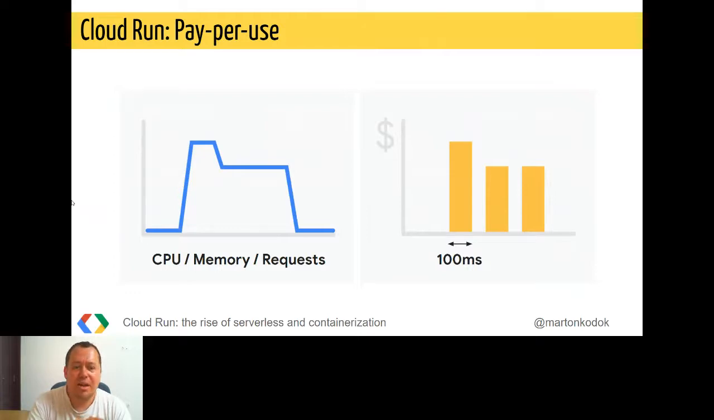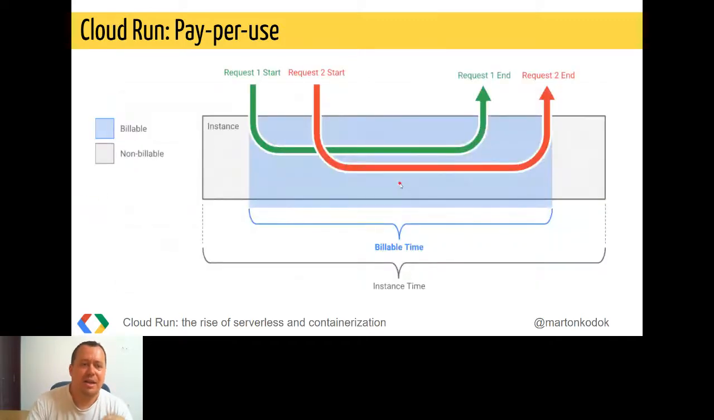Now, Cloud Run has a model where they are billing the execution of the instance, and it's billed based on the overlapping time, which is very welcome, because if you have 2 requests overlapping, you are only paying the billable time once. What do we have here more?